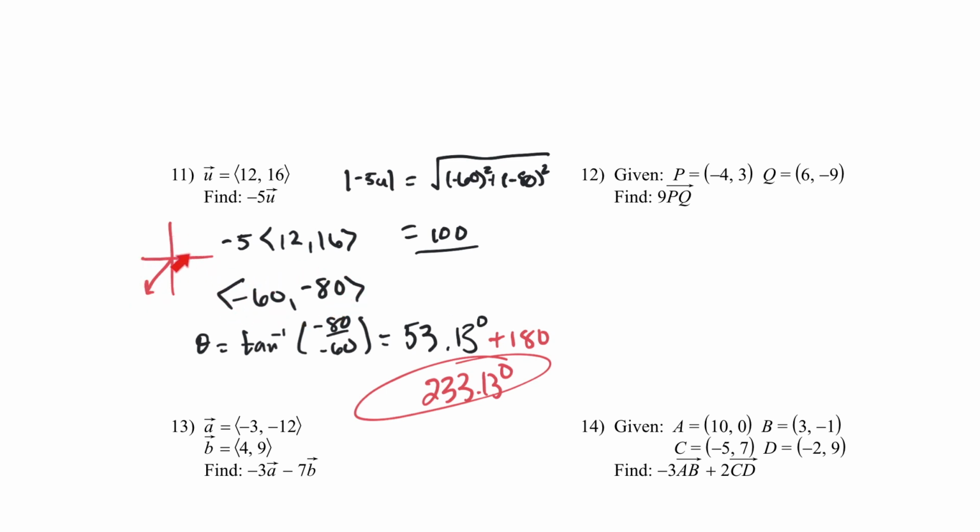This happens to be in the third quadrant, right? And so I'm going to come over here. I'm going to plug that in, negative 60 squared plus negative 80 squared. If I square root that, I'm going to get 100. Okay, so the magnitude is 100. That's your first answer. The other answer would be whatever theta is.